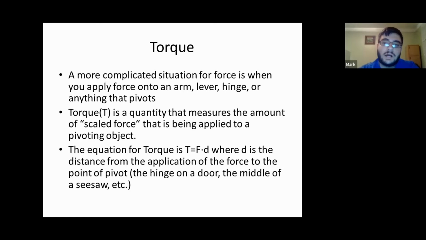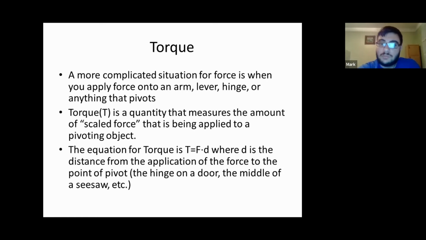When you apply a force onto a block, like we were talking about, you can move the block laterally, which means side to side, up, down, whatever. A more complicated situation is when you apply a force onto some kind of arm, lever, hinge, anything that pivots. For example, if you apply a force on a door, the door doesn't just move this way or that way. It rotates, it pivots, it opens or closes, right? Same thing with your arm around your elbow. Your elbow is the pivot point. You apply force to your arm like this, and the arm rotates, it pivots, right?